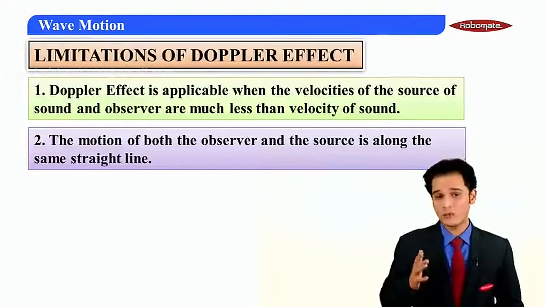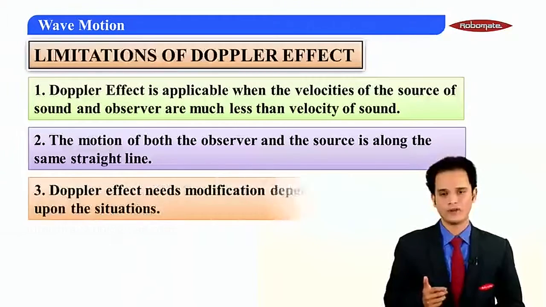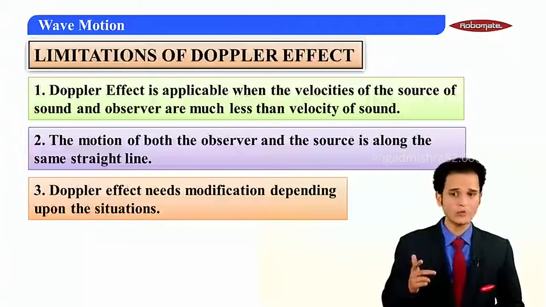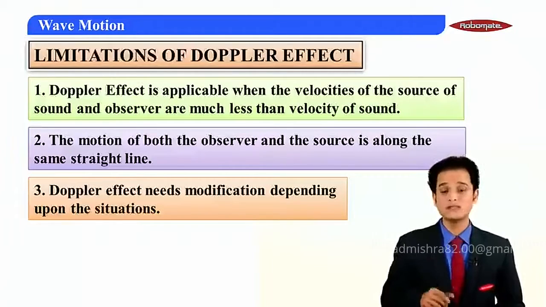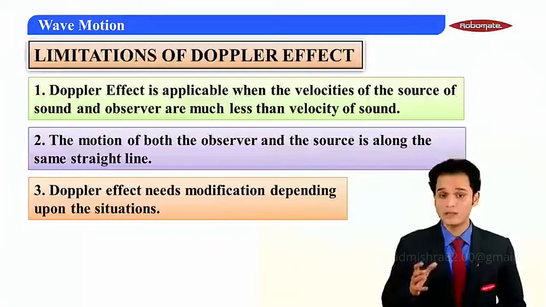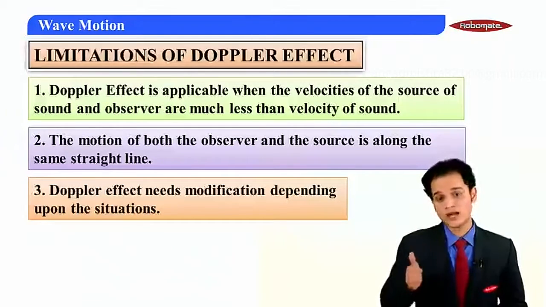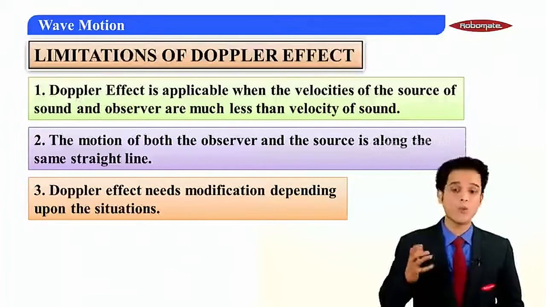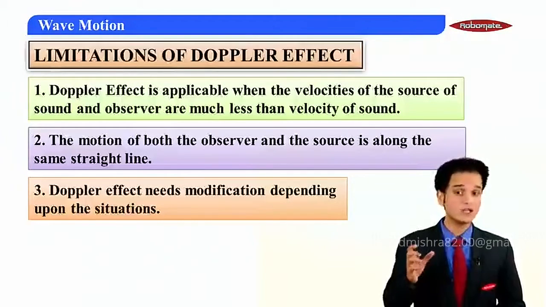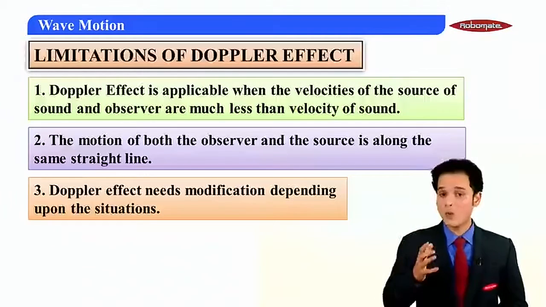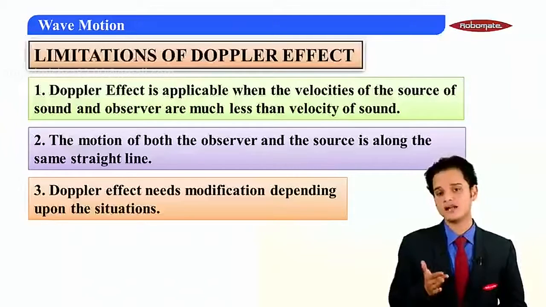That means if both are moving in multiple directions, it becomes difficult to apply the Doppler effect. Doppler effect needs modification depending upon the situations. That means, as we saw in point number 2, the directions change sometimes. Sometimes the medium might change. That means the velocity of the sound in different parts would be different. So even in that particular case, we are going to need modification, and these modifications need to be very precise, students, because if these are not precise, what happens is the final results that we get go wrong.